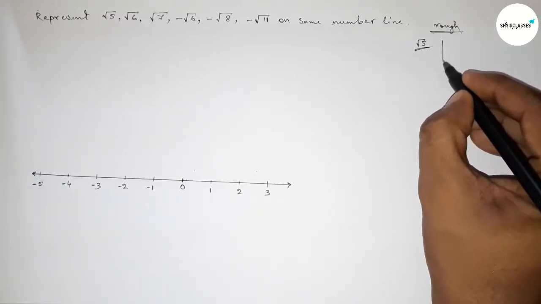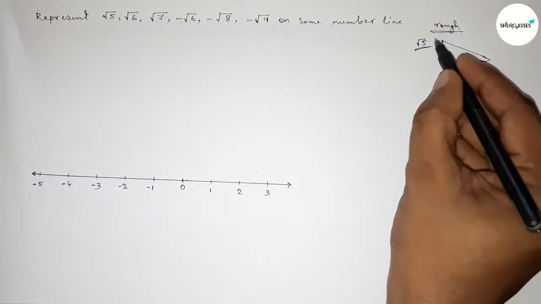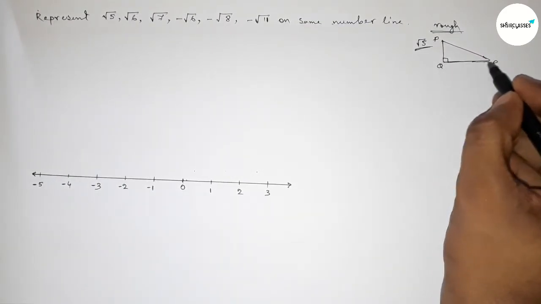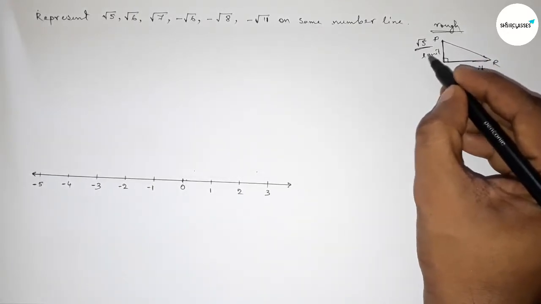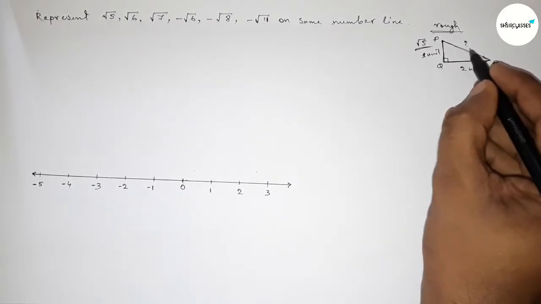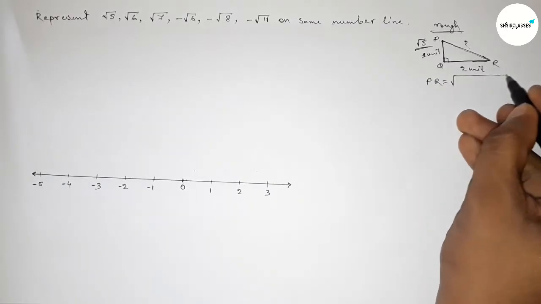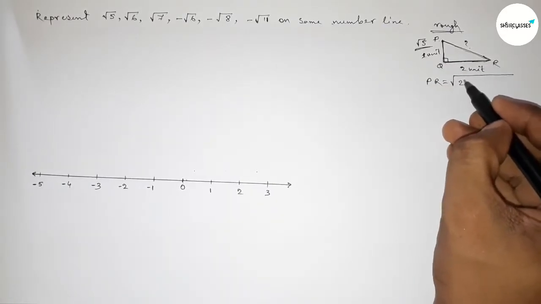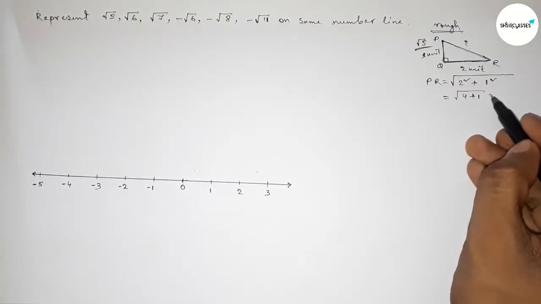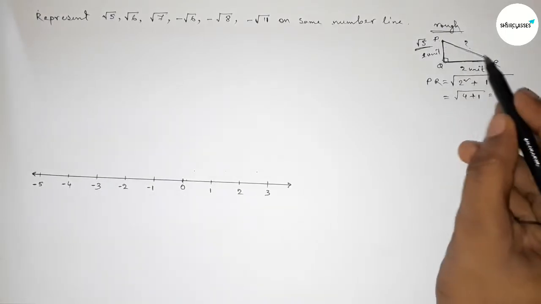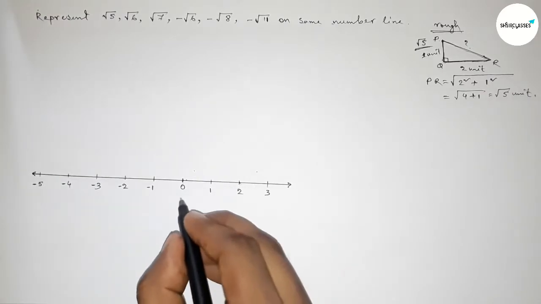So first, roughly drawing here a right angle triangle PQR and taking the base equal to 2 units and height equal to 1 unit. Then the hypotenuse equal to what? So by Pythagoras theorem, hypotenuse PR equals root over base square, so this is 2 square, and height square equals 1 square, so this is 4 plus 1, so this is root 5 unit. So PR equals root 5 unit. So this concept applying between 0 to 2.